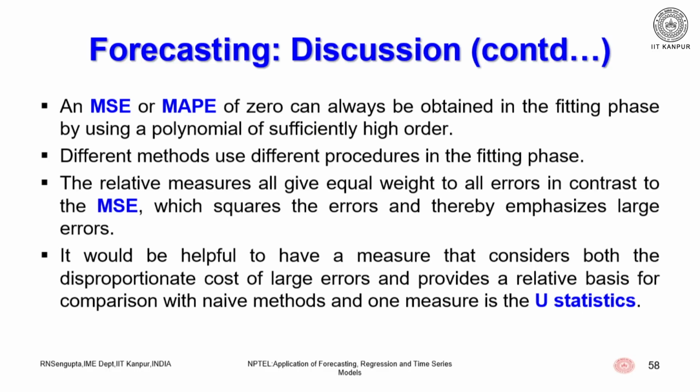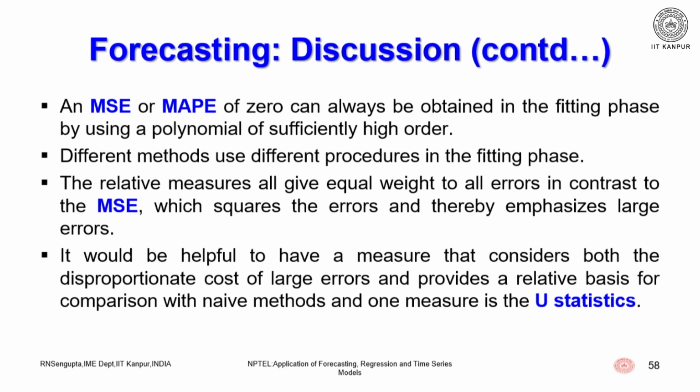Again I am repeating: when you are trying to utilize the mean squared error, be careful that any outliers have to be removed. Trying to deduce the answer from the mean squared error when these outliers have not been removed may be a problem, and you may not be able to get the right answer. So it will be helpful to have a measure that considers both the disproportionate cost of large errors and provides a relative basis for comparison with a naive model.